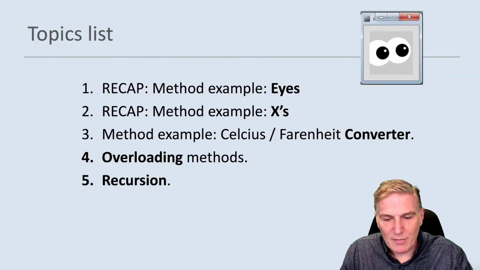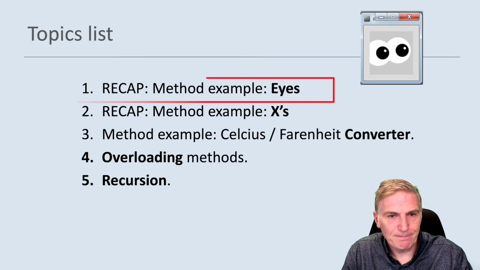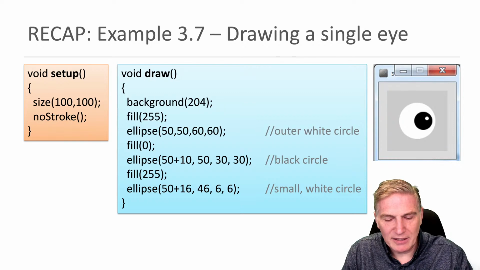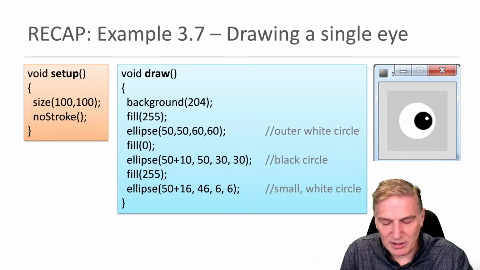So I'm going to do some recaps on the I's and X's so that we can use them in creating the grid. And then we'll move on to the converter, the overloading, and the recursion. Let's start with the I's again. So you should have seen this when you were looking at that additional content before class.